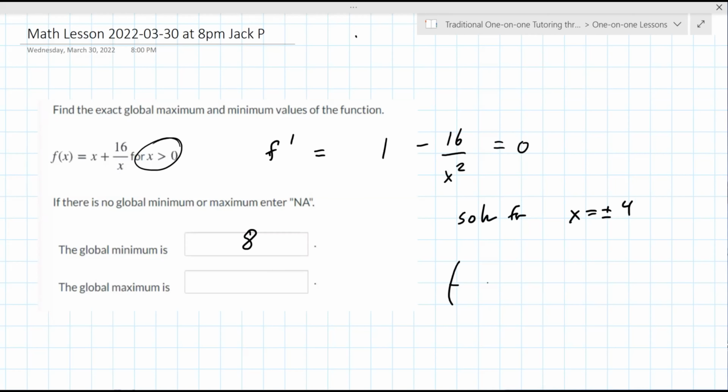So it looks like this. You're starting at 0, going to 4, and this is at infinity. You test points in between, and what you find is it's decreasing and then increasing, which means this is a min, but there is no max. Well, I should put NA. So the global min is 8, and the max is just NA. Now there are questions where it asks where the min is or where the max is. This one is just asking for the max and the min.